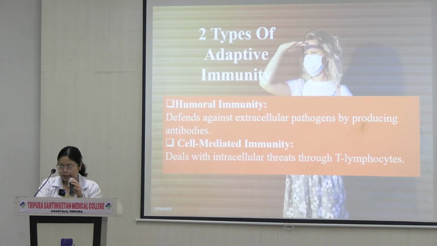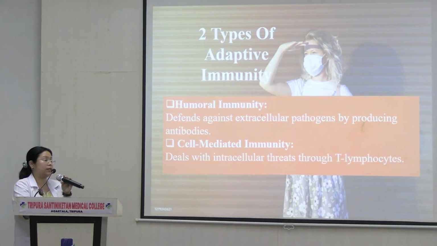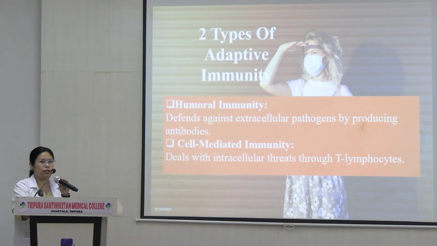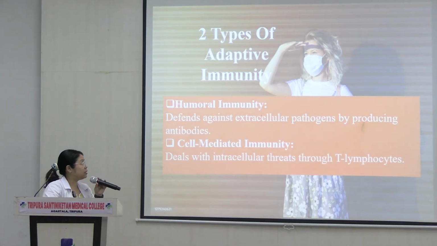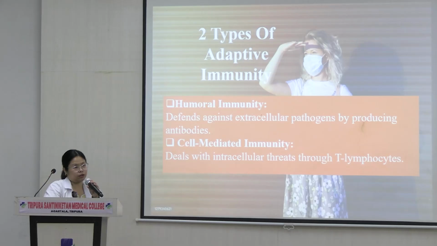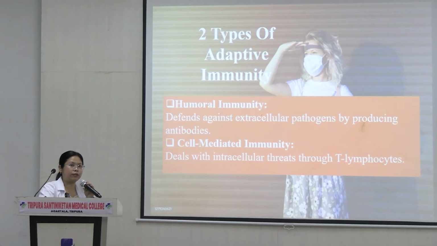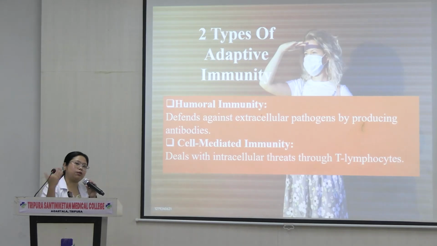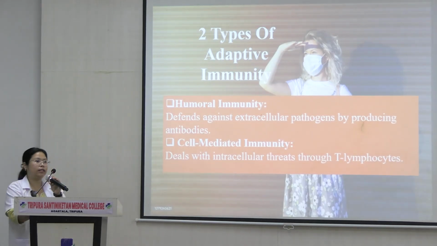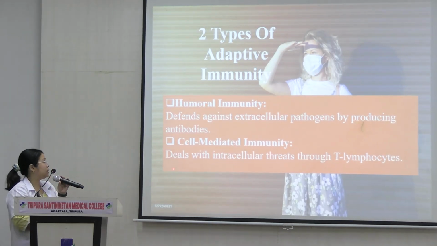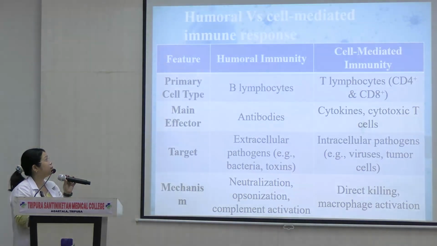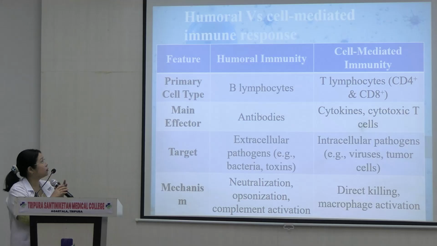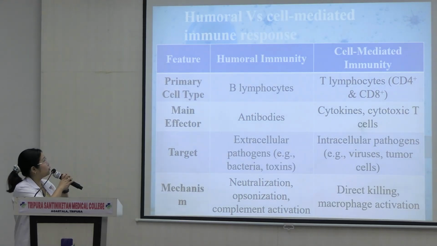Now, further going into adaptive immunity, there are two main types of adaptive immunity. One is humoral immunity, one is cell-mediated immunity. Now, humoral immunity means a defense against anything that is extracellular. Outside the cell, whatever pathogens are there, whatever antigens are there, it will take care of that. But once the pathogen has already entered inside the cells, then we have the cell-mediated immunity that works against it through T cells. These are the main difference between the two.